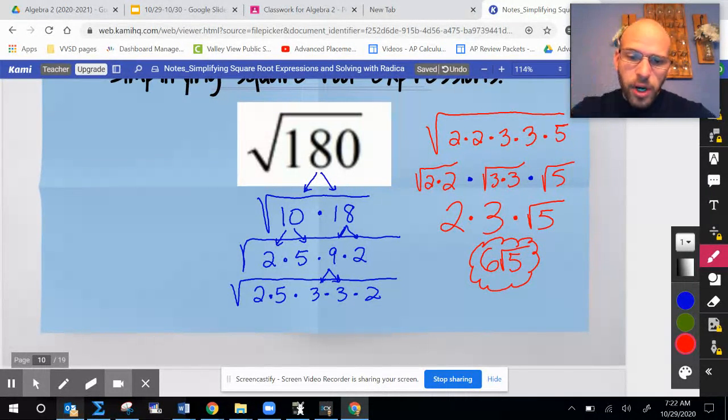Okay, so break it all down. You're going to get some big numbers. The next example I have is even bigger. We're going to break it all down into its smallest values, put them in order, and then simplify what we can. All right.